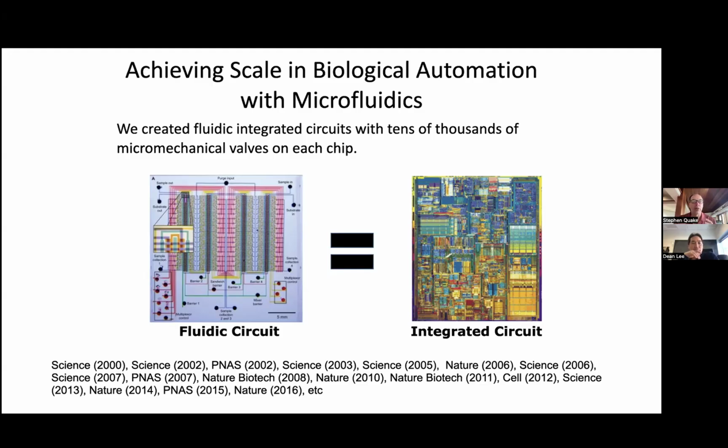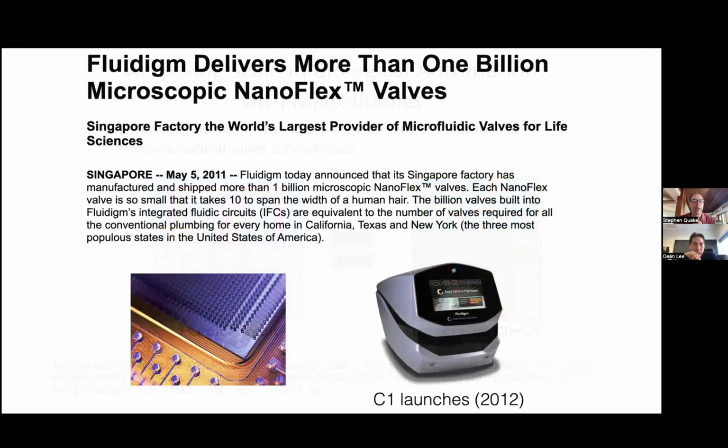interpretation of how integrated circuits are made. Integrated circuits automate math by using batch fabricated wires and transistors and so forth. And we used similar techniques to build chips that had tens of thousands of micromechanical valves and pipes and pumps on them. And my group had been exploring the applications of this in a variety of different areas of biology, including single-cell genomics.